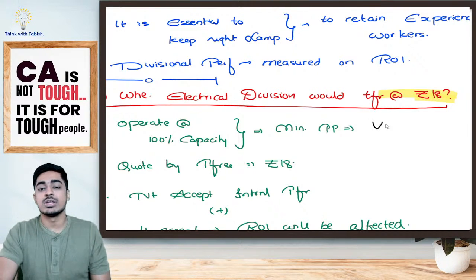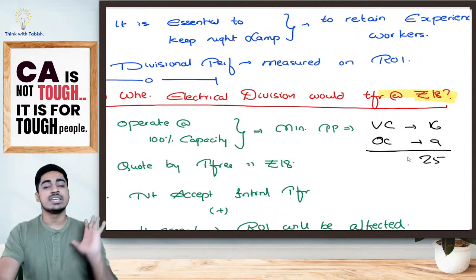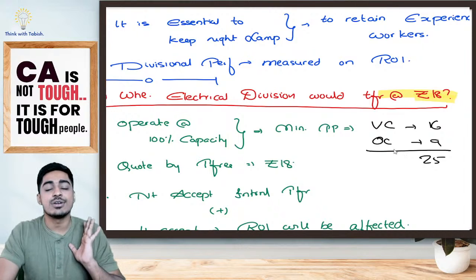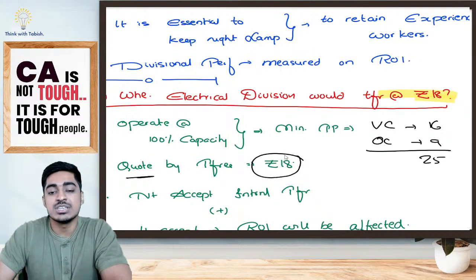So the minimum I want is my variable cost and opportunity cost. Give me my variable cost of 16, opportunity cost of 9. Give me 25 rupees, take the goods, take the lamp. Otherwise, get lost. Yes or no? So, what are we quoting? Yes. Customer is quoting 18 rupees.